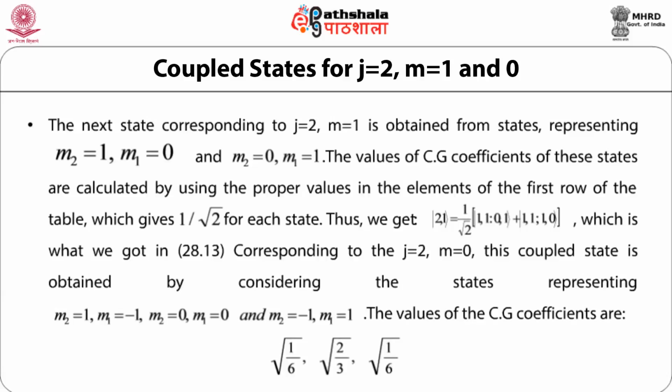If we put in these values of m2 and m1 for these three different states in the tables for the Clebsch-Gordon coefficients, then the corresponding coefficients turn out to be 1 by root 6 for m2 equal to 1 and m1 equal to minus 1. The value is under root 2 by 3 for m2 equal to 0 and m1 equal to 0, and the value is under root 1 by 6 for m2 equal to minus 1 and m1 equal to 1.